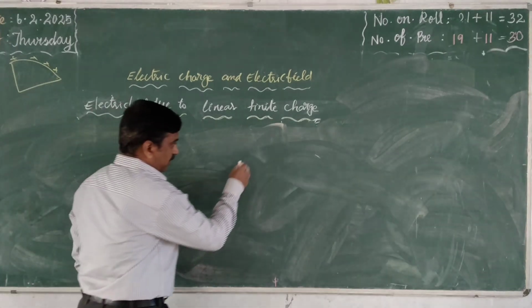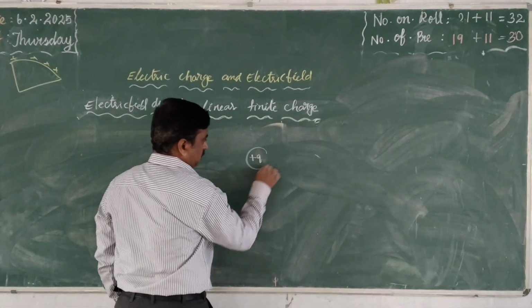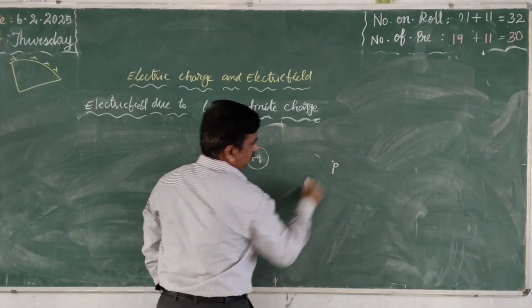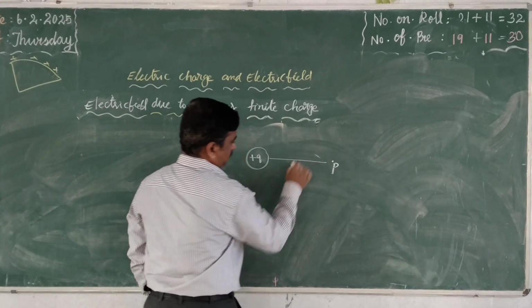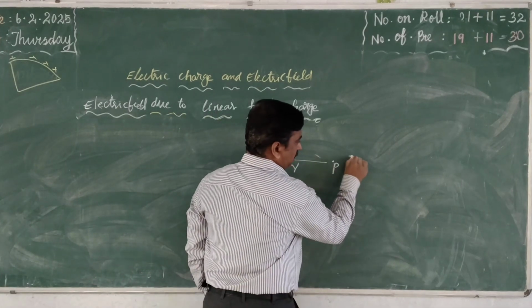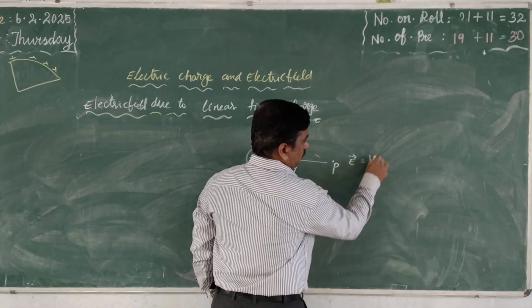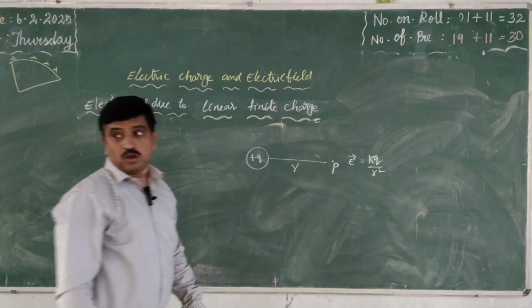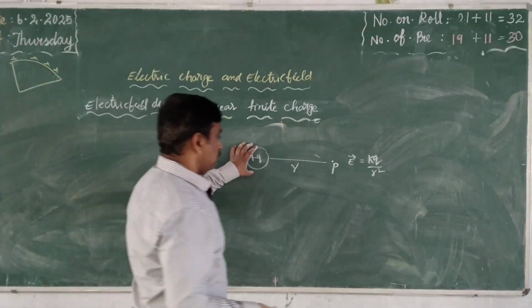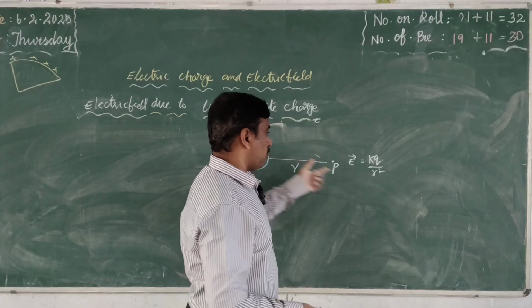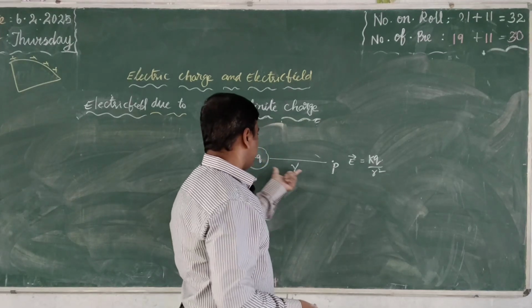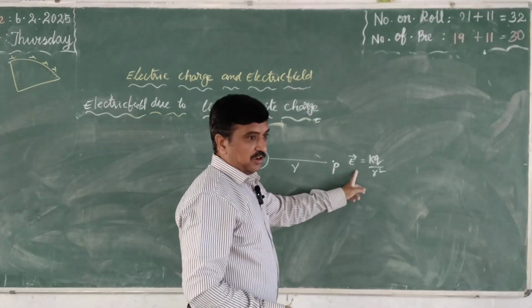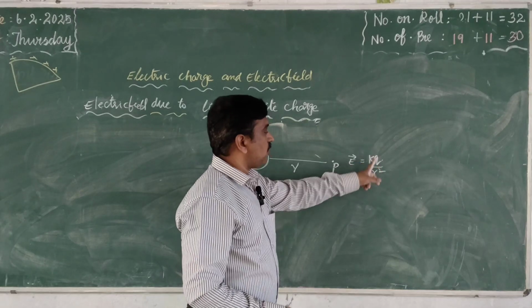For that, we can take a plus q charge, and at point P, at a distance r from the charge, what is the electric field? Electric field equals kq by r square. Due to plus q at point P, at a distance r from the charge, electric field equals kq by r square.